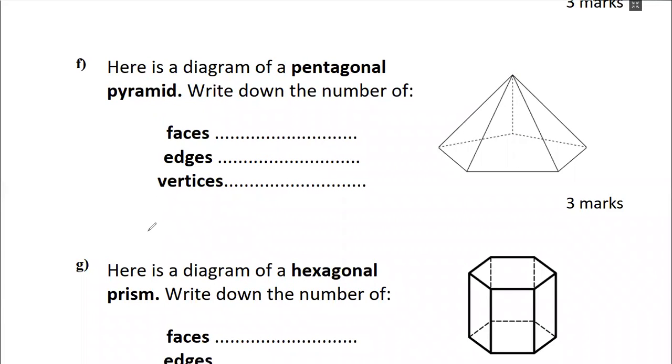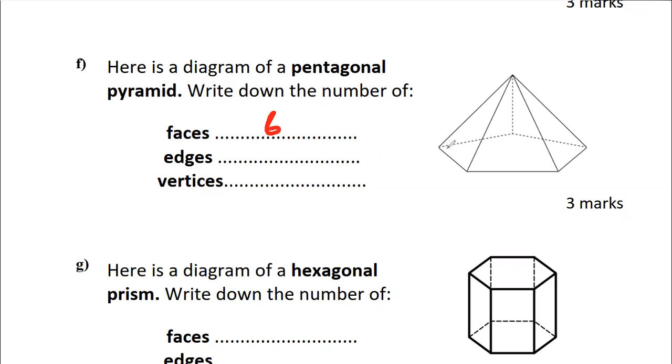Moving to part F of the question, it says, here is a diagram of a pentagonal pyramid. Write down the number of faces, edges, and vertices. Right, I can see its base is a pentagon, so that's 1 face. And then I can see 1, 2, 3, 4, 5 triangles. So 5 and 1 will be 6. So altogether it has 6 faces.